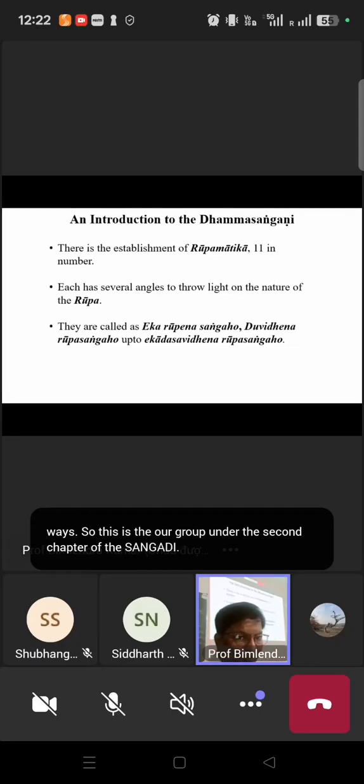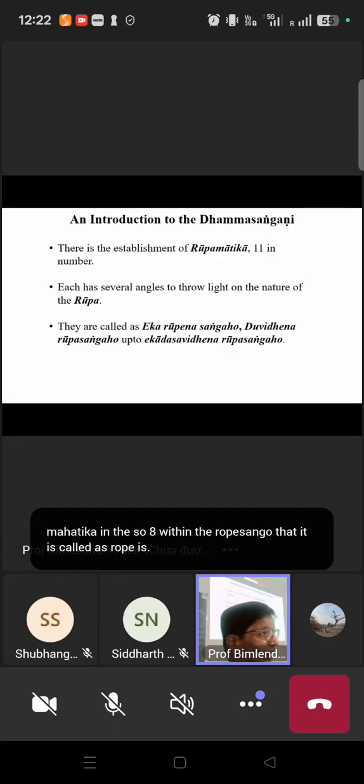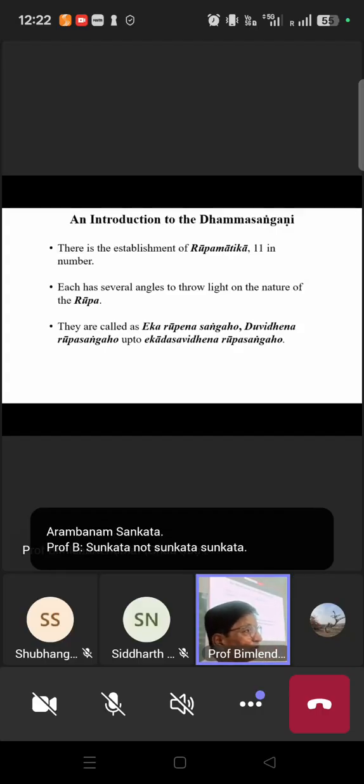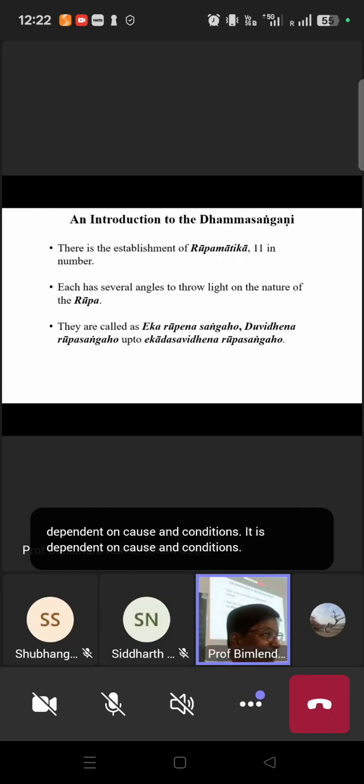So in the Rup, there is establishment of 11 Mahatika within the Rupa Sangaha, that it is called Rup is called Hetuka, Anarammana, Sankhata. Sankhata, not Asankhata, because it is dependent on cause and conditions. That is why Rup is called Sankhata.